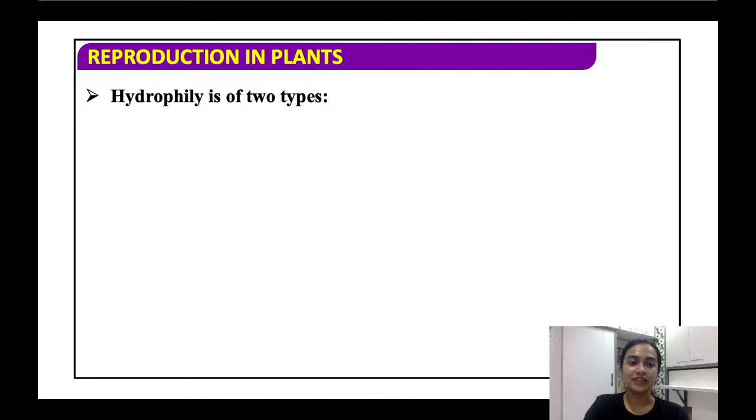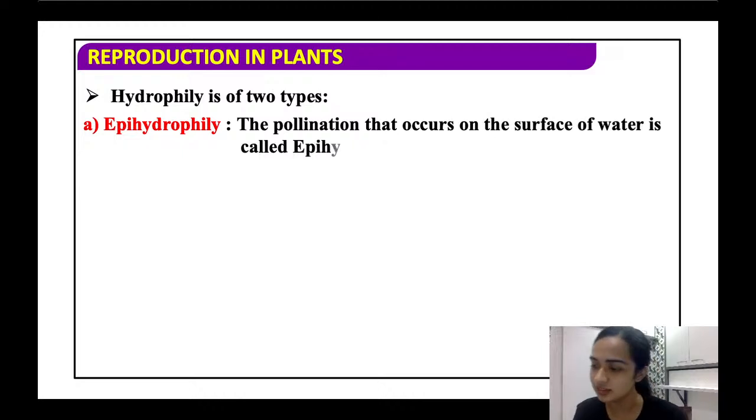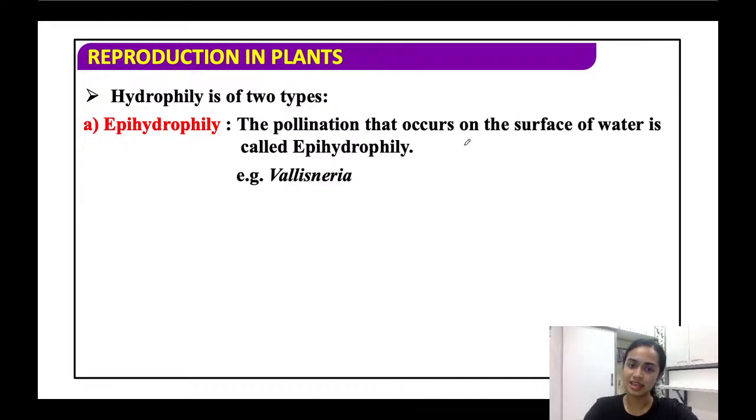Now coming to the types of hydrophily. Hydrophily is again divided into two types. There are some differences between the two. Okay, Bharat. So what happens is that epihydrophily, the first type, is when the pollination occurs on the surface of the water.